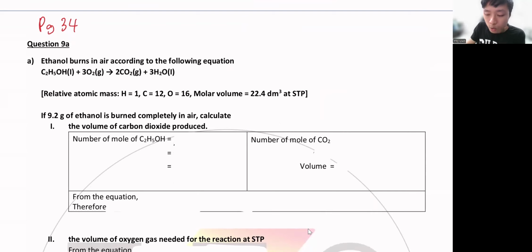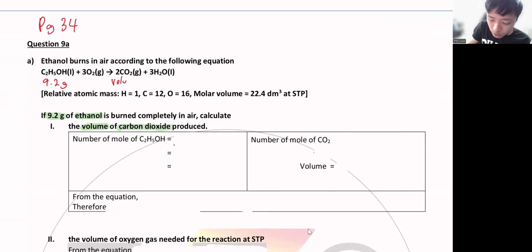So how do we calculate the number of mole? You've got an equation. Okay, I do it here. 9.2 gram of ethanol. Ethanol is C2H5OH. So they give you 9.2 gram. They want to find volume. Volume of what? Volume of carbon dioxide. Carbon dioxide is CO2.